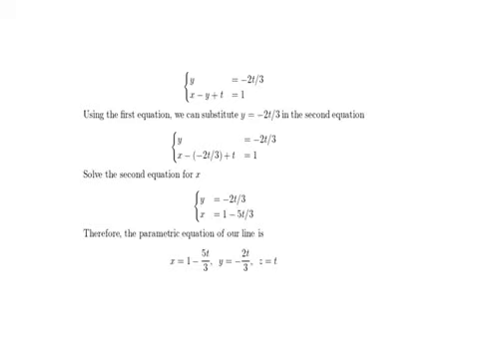Therefore, the parametric equations of our line are x = 1 - 5t/3, y = -2t/3, and z = t, which is set by us, and these are the parametric equations obtained by the intersection of the planes.